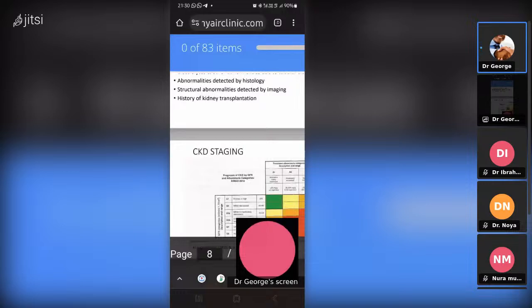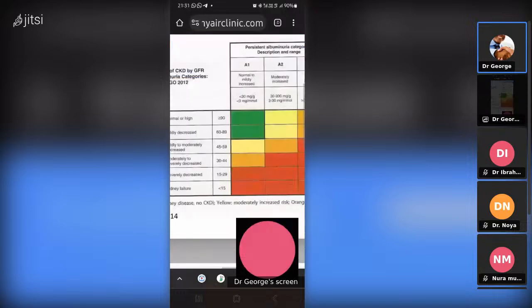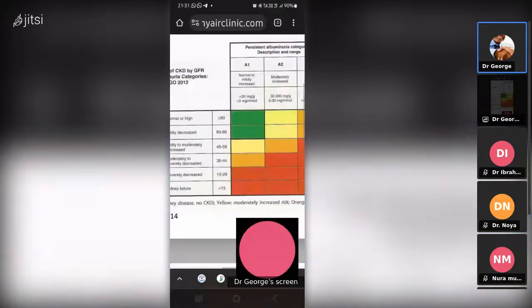So 3 to 30. Then anything above 30 is severely increased, right? That will give you like 3 pluses of protein in the urine. So you're now matching those things. You can see the green zone, which is like the safe zone. You see the yellow zone, the orange zone, then the red zone, where you are matching end stage renal disease versus severe or moderately severe albuminuria. So these are some of the things that you note.